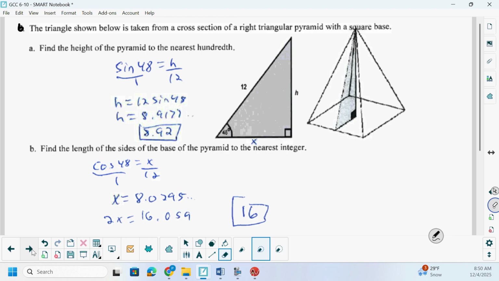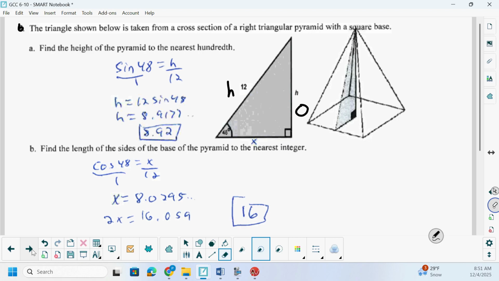In 6, we want to be thinking SOHCAHTOA. So from the 48 degrees, we have O and we have H. So they had labeled that as an H for the height of the pyramid, but just realized in terms of our SOHCAHTOA, that's O and H. So therefore, we have a sine. So our variable of H goes over the 12 because it's O opposite over hypotenuse. We'll put the sine 48 over 1, cross multiply. It's been a little bit since we've seen some of these. Make sure your calculator's in degree mode. And then rounding to the nearest hundredth, we have 8.92.